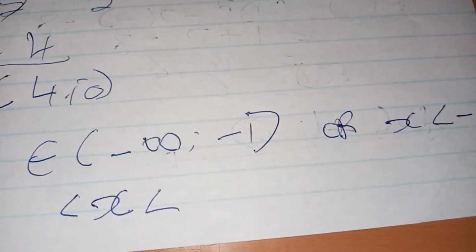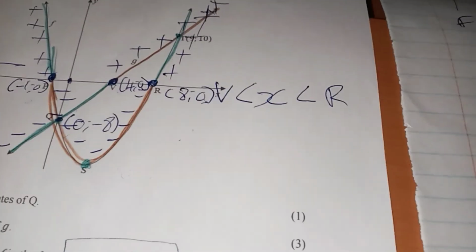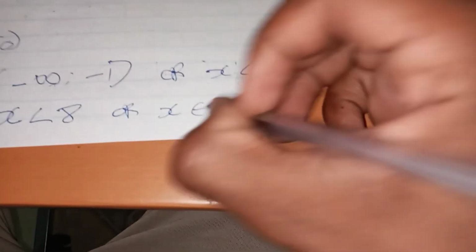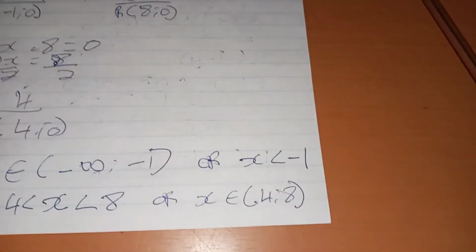So for my other one, I'll have x must be, easiest is that I just put my x in between, because it's between V and R, right? So my x must be less than 8 but then greater than 4, right? Yes, x must be less than 8 and greater than 4, and that's all, right? Or I can just say x will be an element of 4 and 8. Then I have my answers.